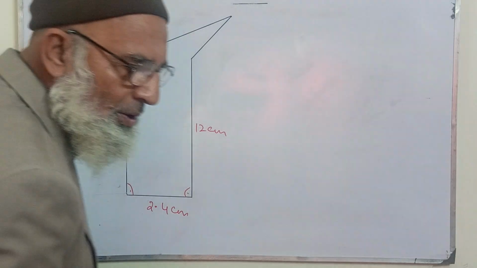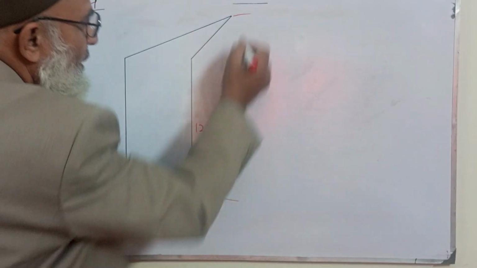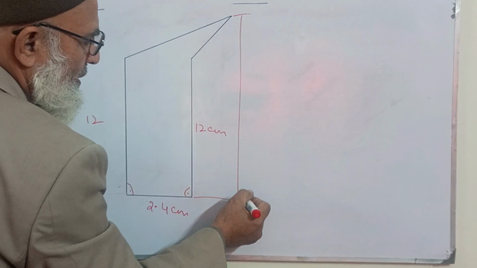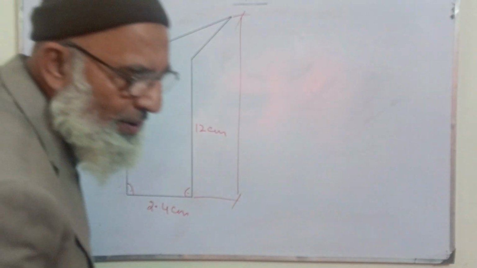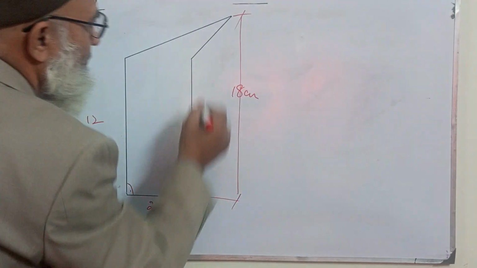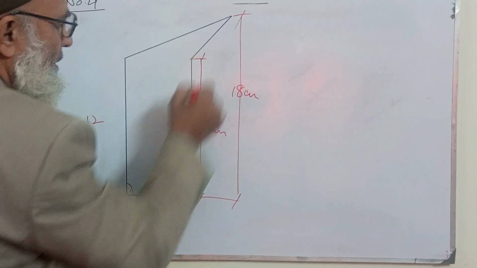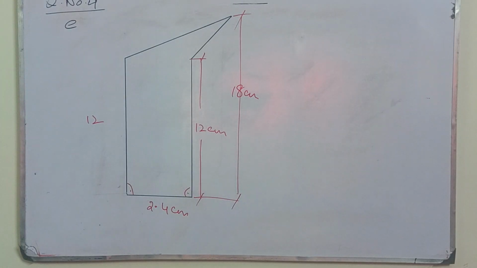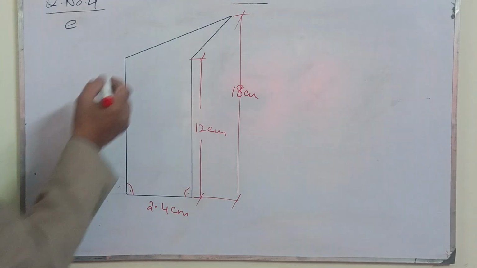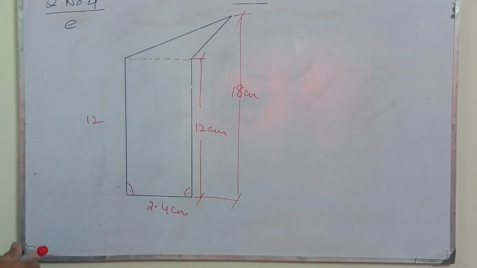And this from here to here, I have to mark it. That is 18 centimeters. And the 12 centimeters is from here. Very easy, no problem. Just mark this with a dotted line.